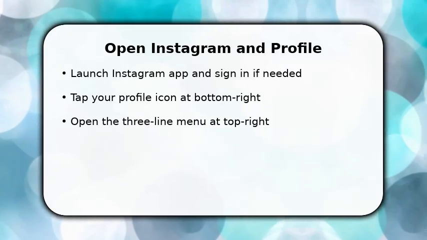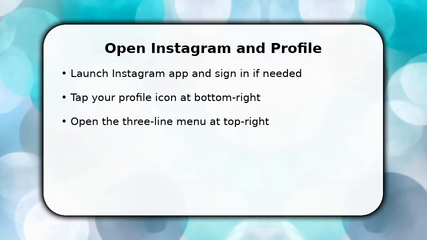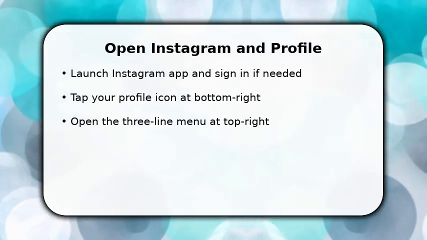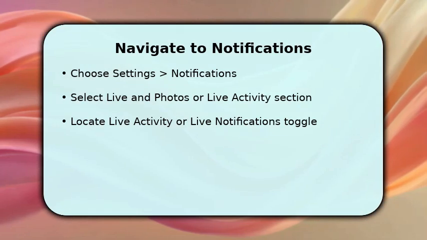Make sure the app is updated for consistent options, then continue into settings to find the relevant privacy controls. From the menu, tap Settings and then Notifications so you can control what sends alerts.